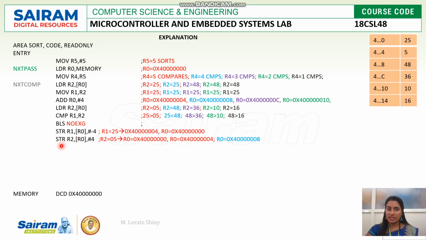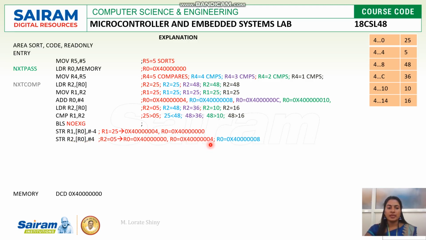What instruction will we write? str R2 comma square bracket of R0 comma 4 plus 4. So R2 is 5, that is stored in the R0 memory location, which is nothing but 400000. So the data is swapped. Now after the data movement we have to update R0. So R0 is R0 plus 4, which is nothing but 400004.